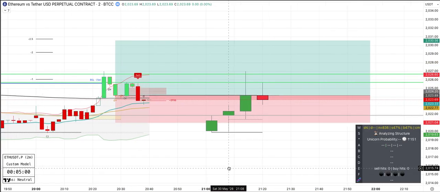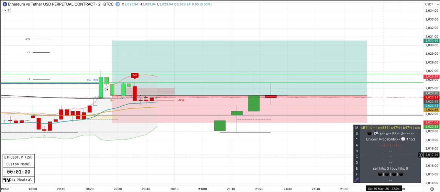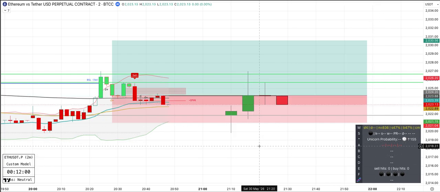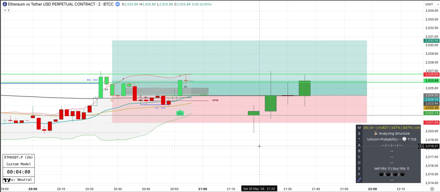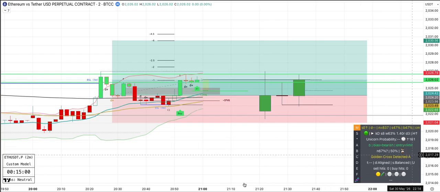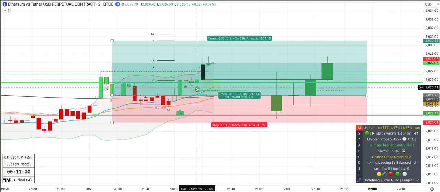Sell signal fires. No key. As you can see, it's black here. Black spheres. No key. New key, rather. Buy signal comes in. There you go. Golden cross detected. Nice.